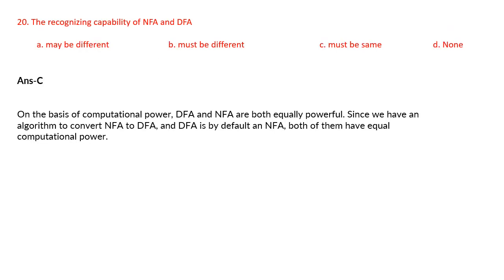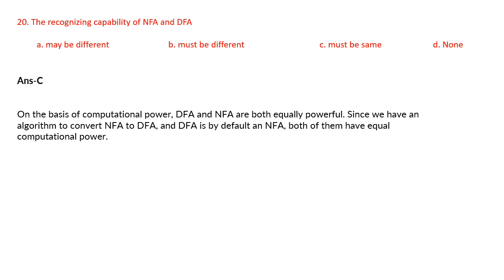The recognizing capabilities of NFA and DFA: option A is may be different, B is must be different, C is must be same, and D is none. On the basis of computational power, like recognizing capability, DFA and NFA both have equal capability, equally powerful, since we have an algorithm to convert NFA to DFA, and a DFA is by default an NFA. So both of them have equal computational power, the recognizing capability.